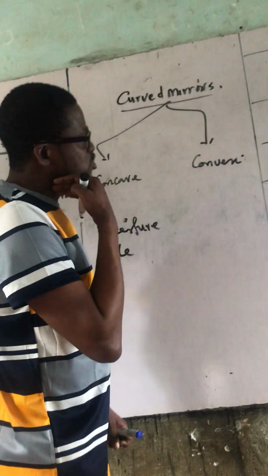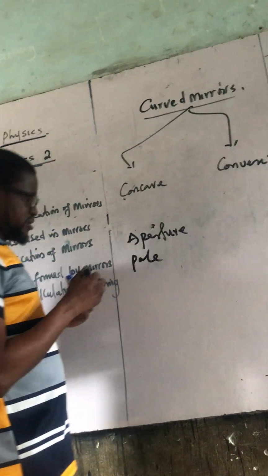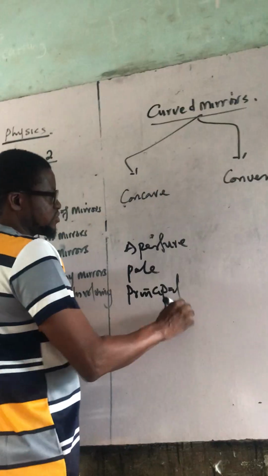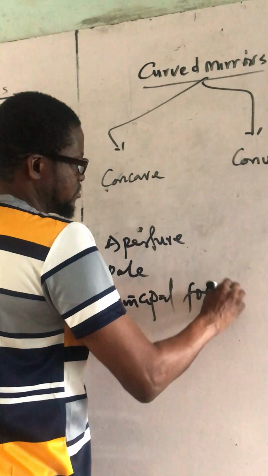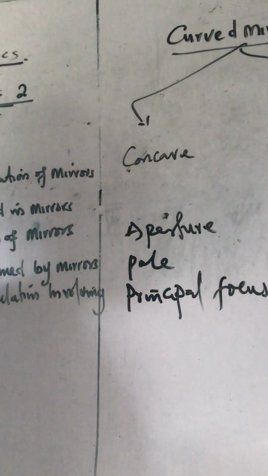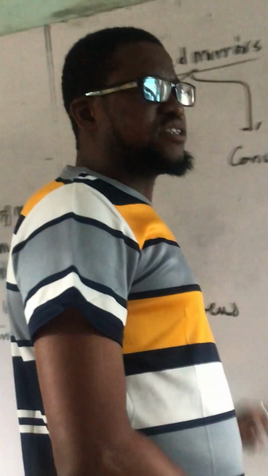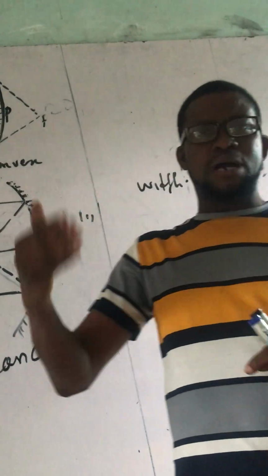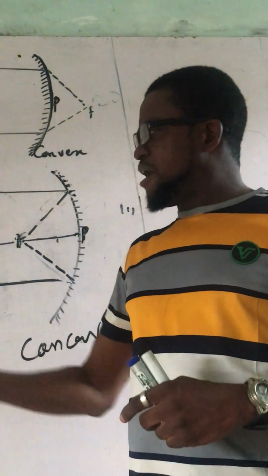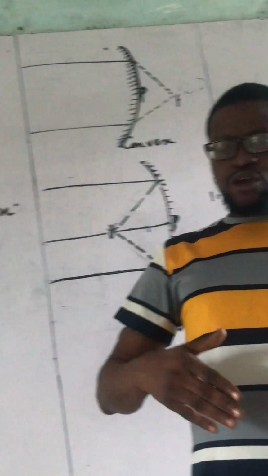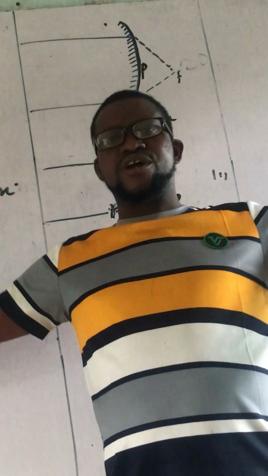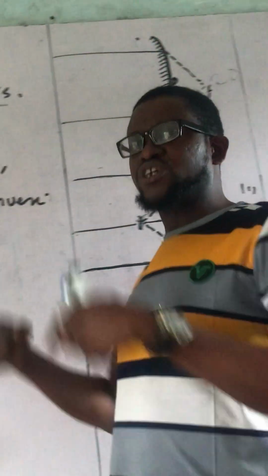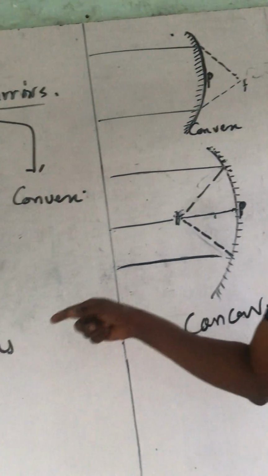Then we also talk about principal focus. We discussed the same thing in lens. Principal focus. I'm revising lens now. Principal focus on the lens is a point where parallel rays meet, which is converge, or from where they what? Diverge. That is what you call principal focus.